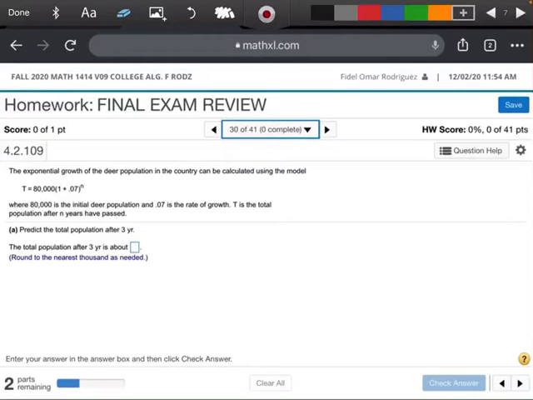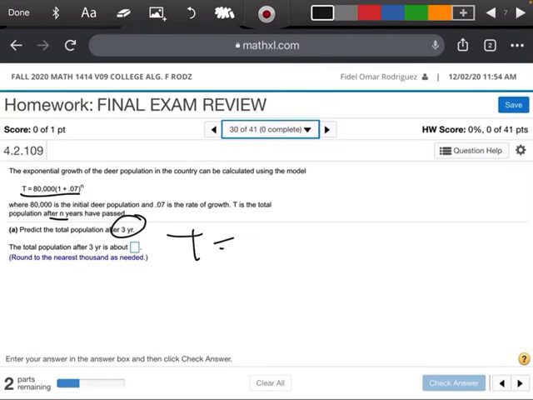All right, this is number 30 out of the review. It says the exponential growth of the deer population in the country can be calculated using the model. And it gives us an equation right here, where 80,000 is the initial deer population and 0.07 is the rate of growth. T is the population after N years have passed. Okay, so it says predict the population after 3 years.